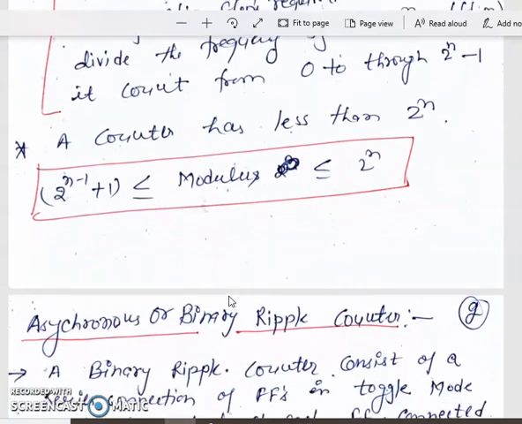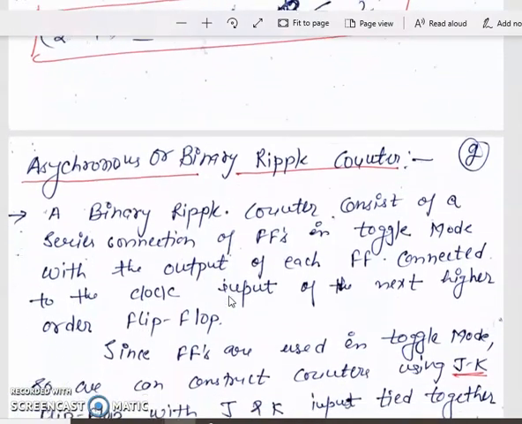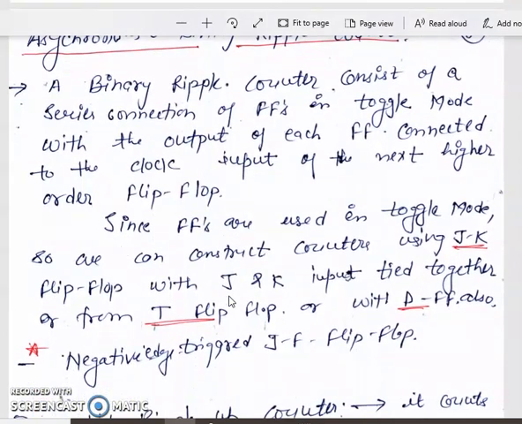Okay, next we move to the detailed study of the asynchronous or binary ripple counter. As we know, a binary ripple counter consists of a series connection of a number of flip-flops, where one clock signal is fed to the first flip-flop, and then the output of this flip-flop works as the clock to the next flip-flop, and the output of the next acts as the clock of the next flip-flop, and so on.